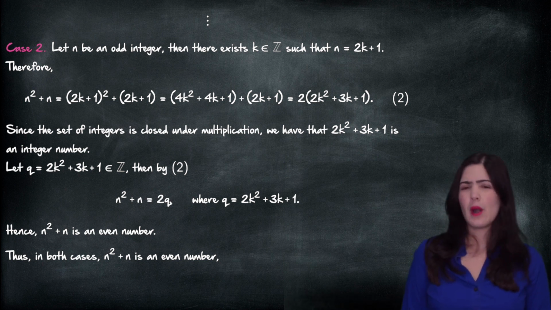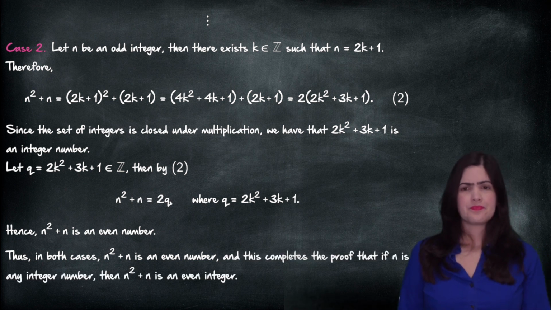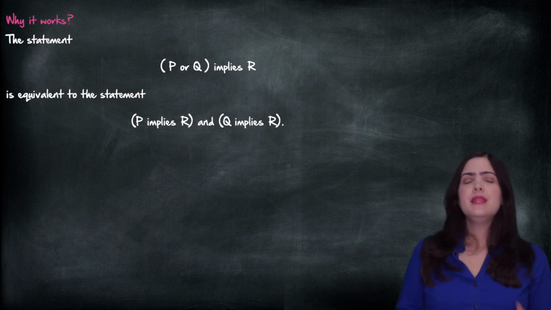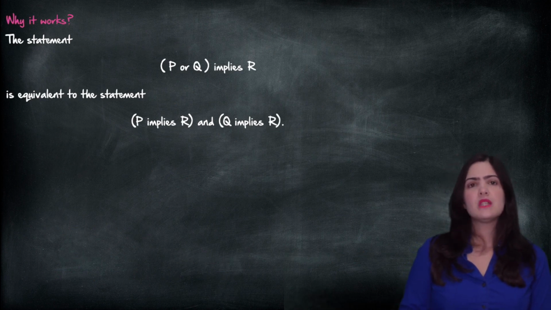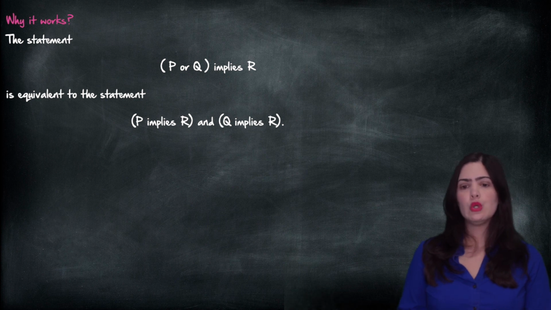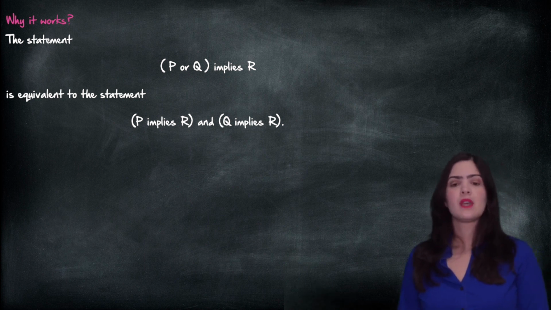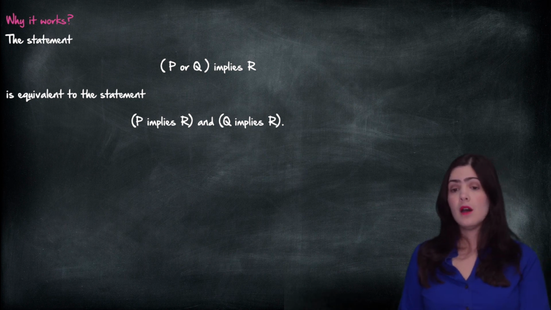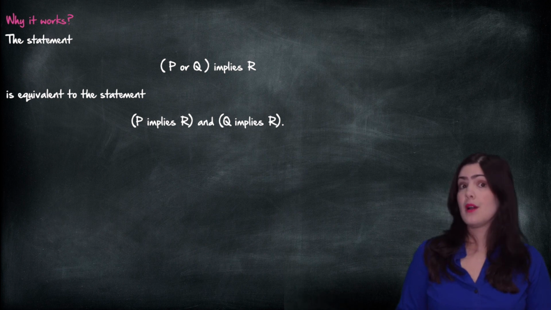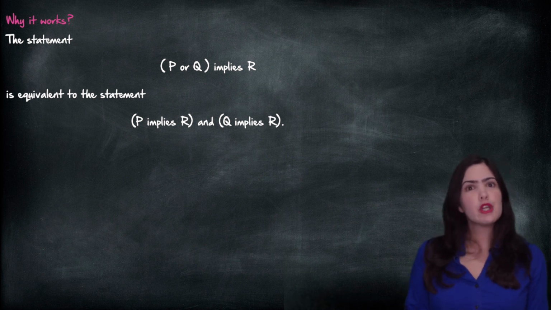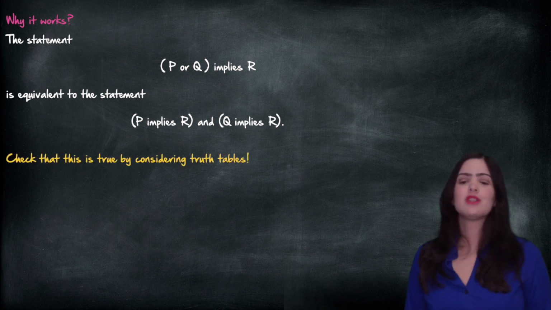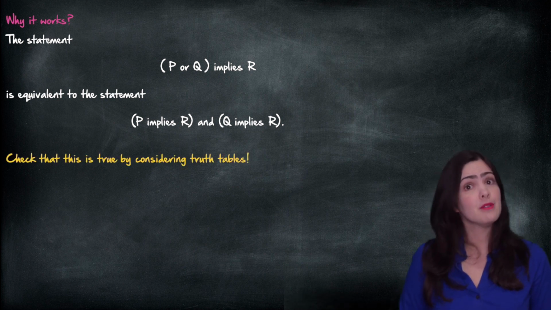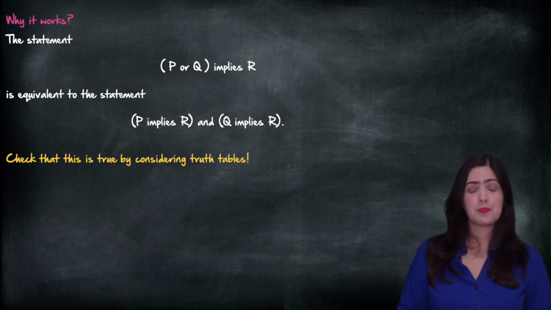Now, why does this work? Well, this works because the statement P or Q implies R is equivalent to the statement P implies R and Q implies R. So if you're curious about why this works, I invite you to check this using truth tables, as you've already learned before.